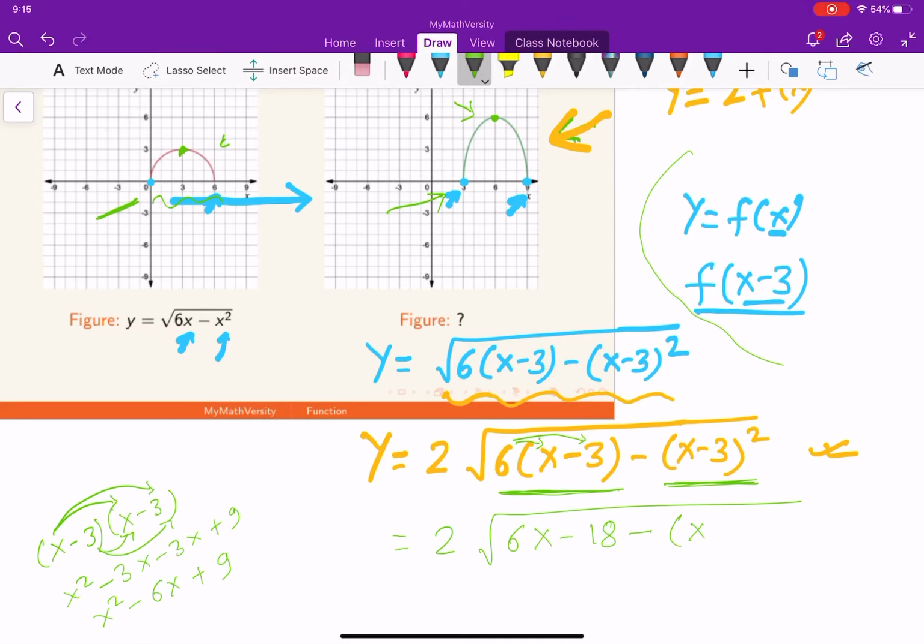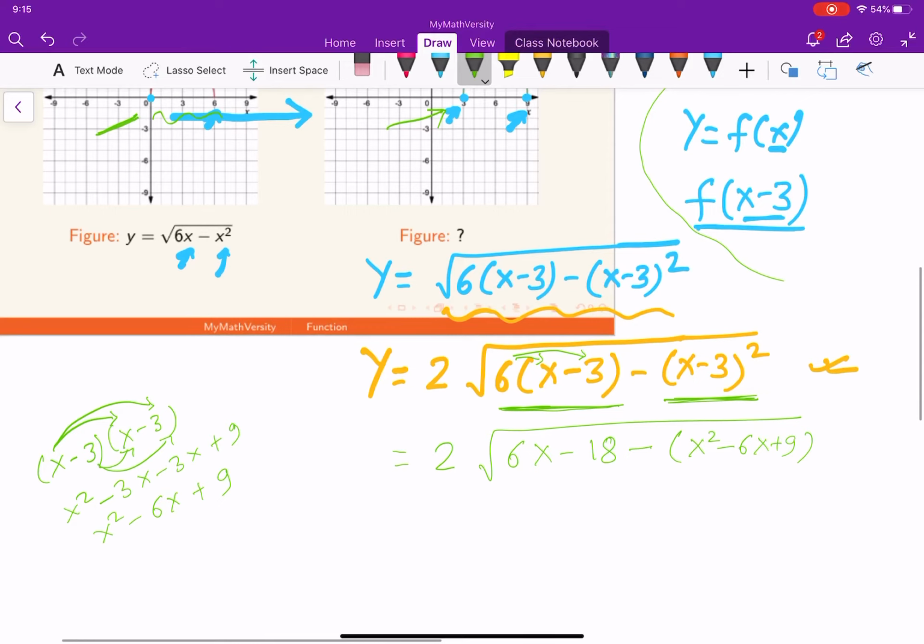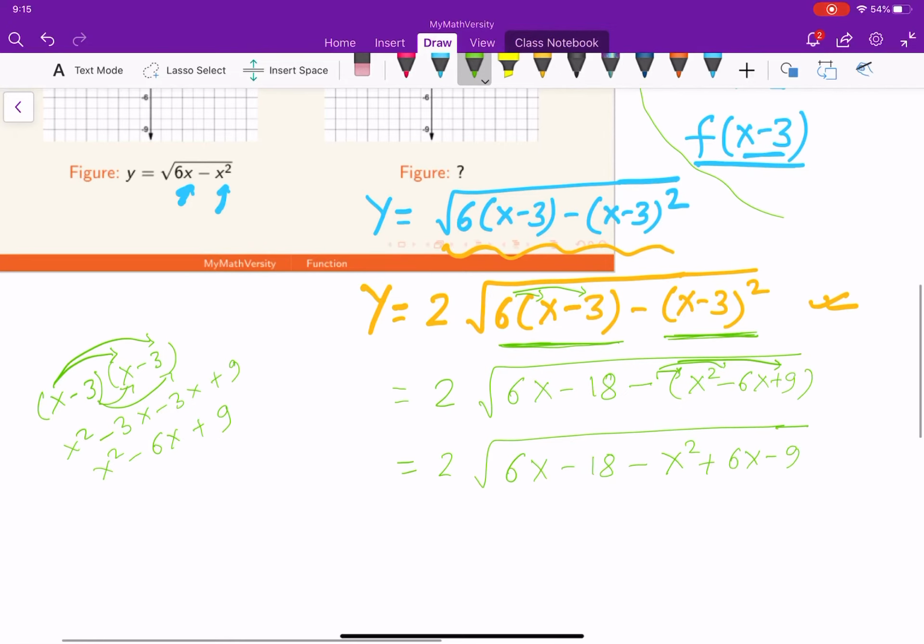So we can plug that expansion of the square of x minus 3 in over here, and we get 2 times the square root of 6x minus 18. Now distribute the negative over here, the signs change, so negative x squared plus 6x minus 9, and then you can combine like terms. Here is negative x squared, positive 6x plus 6x is positive 12x, and negative 18 minus 9 gives negative 27. That's another simplification.